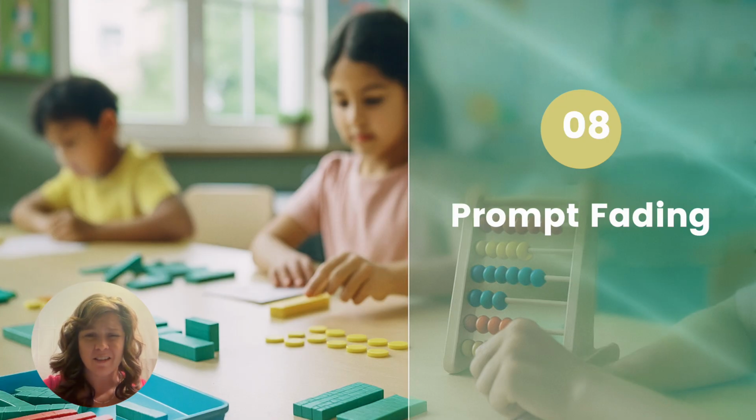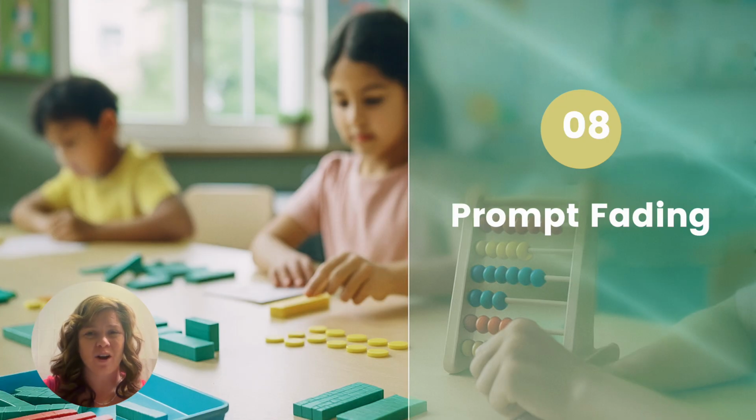Why does this matter? If we don't fade prompts, learners can become prompt dependent. They may only respond when help is given, and they may struggle to generalize skills across settings. On the other hand, when we fade correctly, learners become more independent, skills become more functional, and learning becomes more natural. So prompt fading is really what bridges the gap between they can do it with help versus they can do it on their own.